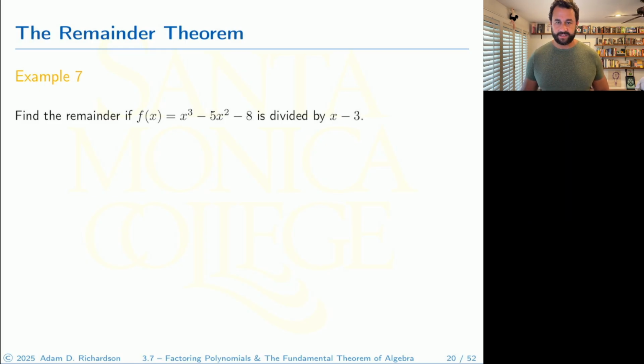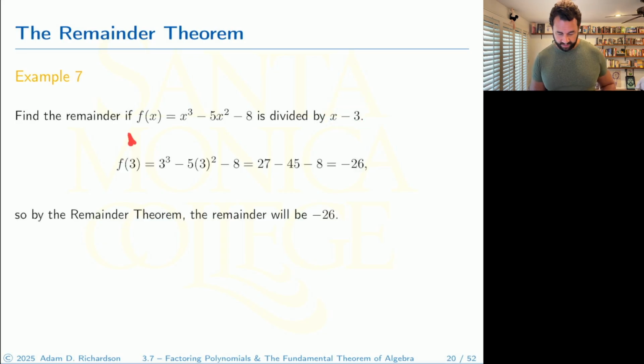All right. Well, by the remainder theorem, all we need to do is evaluate the function at 3. And whatever that number is, that will be the remainder if we were to divide by x minus 3. So here we go. When I plug in 3 for x, I get this, which simplifies to 27 minus 45 minus 8, which is negative 26. So by the remainder theorem, the remainder would be negative 26.